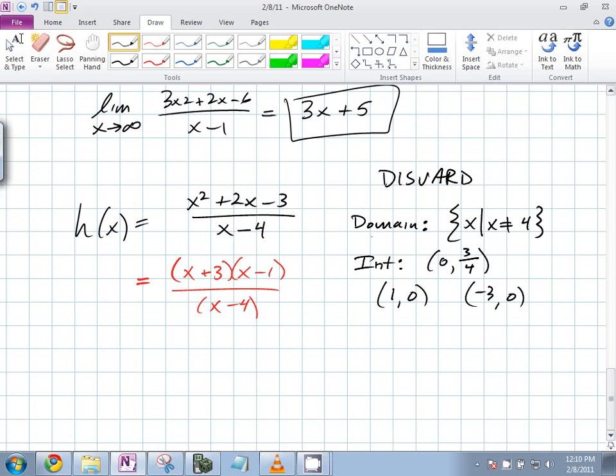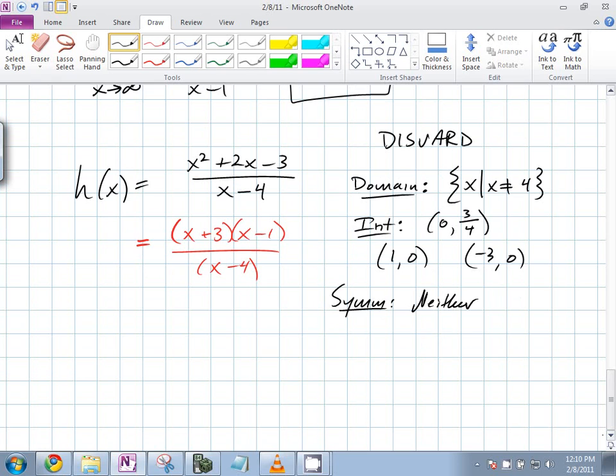Okay. What about symmetry? What do you think? Just look at it. You can tell me. It's neither. Okay. So let's do vertical asymptotes.